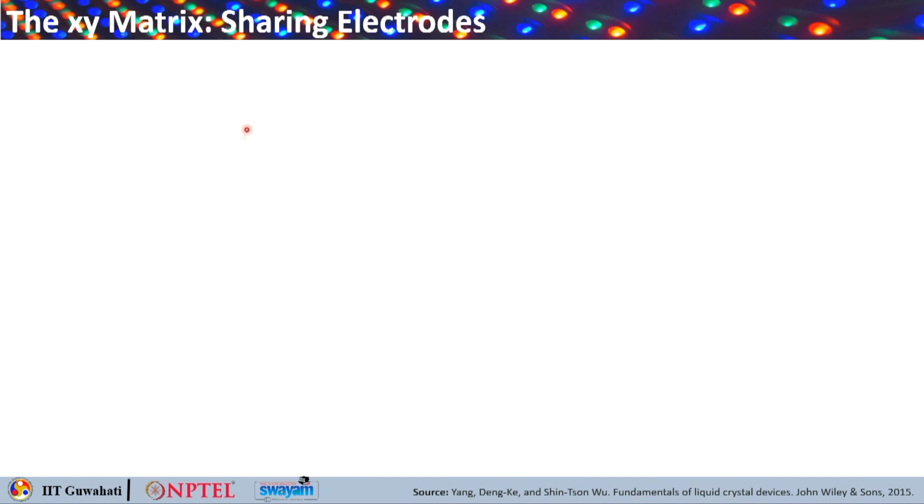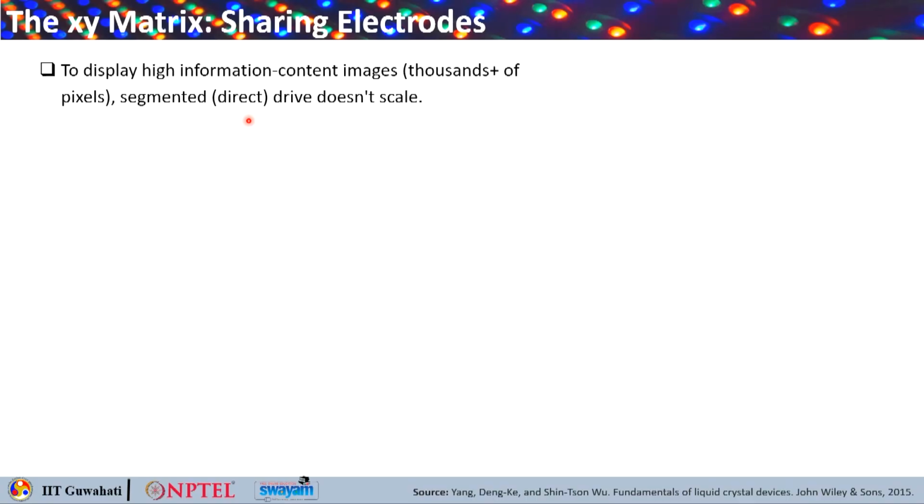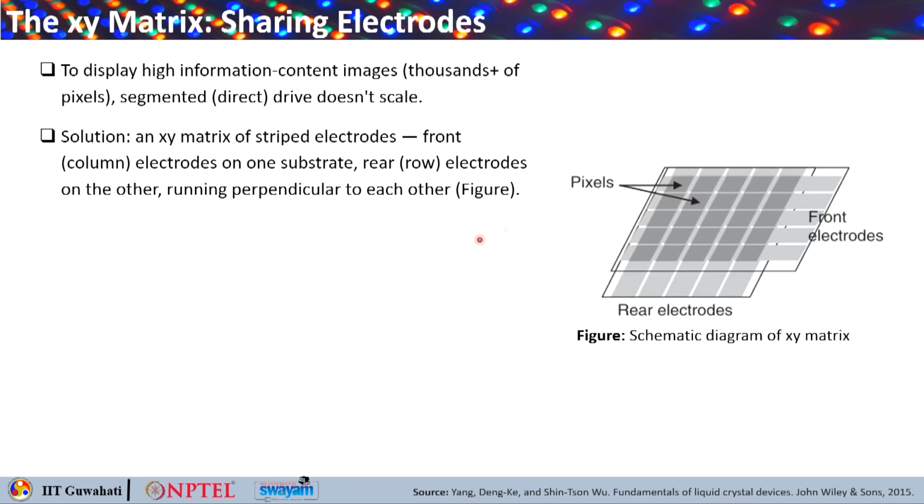So here we will introduce the key structural idea that makes high resolution LCDs practical, that is the XY matrix. What is the fundamental idea? Instead of having one electrode per pixel, you can use two sets of parallel stripe electrodes. One set is for columns on the front substrate and one set for the rows on the rear substrate, which are oriented perpendicular to each other. This schematic diagram clearly shows this.